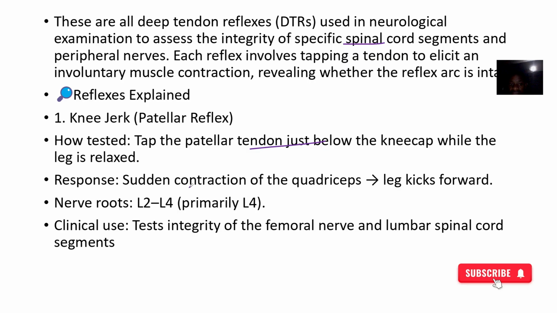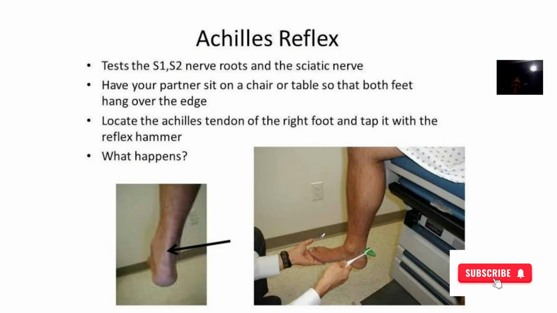So the response is we have sudden contraction of the quadriceps, so the leg should kick forward. This is normal, do you understand? But if it is not responding, if the leg is not kicking forward, it shows you that there's an issue with the femoral nerve and some lumbar spinal cord segments. Okay, then for the Achilles, it has to do with the Achilles tendon at the back.